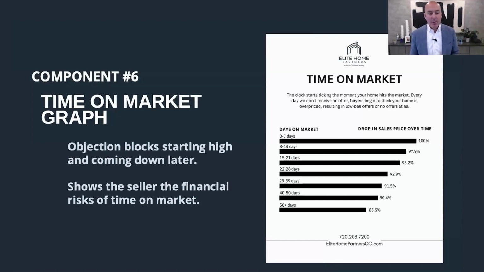The risk is that we know in the first 7 days that you're going to have the highest opportunity to get 100% of your asking price. After that 7th day, you're already going to be dropping down 2.1%. After 15 days, 96.2. 22 days, you're going to drop down to 92% of list price to ask price ratio. So the way I like to explain this in the way you pitch this is I go, Mr. Seller, you can see by the 50th day, 85.5%. That means if you were listed at $1 million, you just lost $150,000 in value.